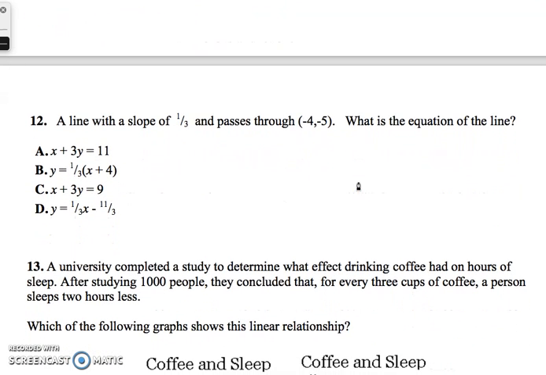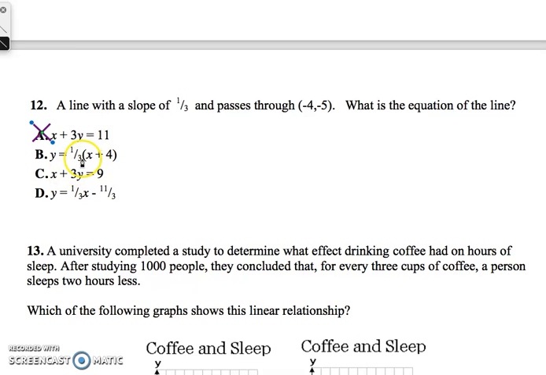On number 12, a couple ways you can do this. You can write your equation for a line. You can plug in points, whatever makes you happier. You just need to make sure the slope is actually 1/3 if you're stuck between two lines that both seem to work. If you put -4 and -5 in for x here, you'd have -4, and then 3 times -5 is -15. -4 plus -15 is not 11, so A doesn't work.